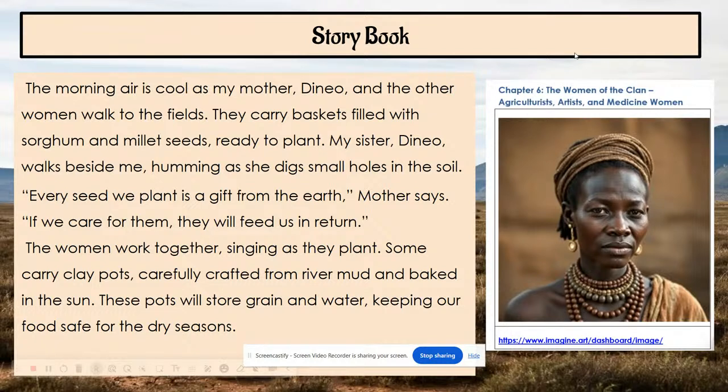The women carry the baskets filled with sorghum and millet, ready to plant. My sister Dino walks beside me, humming as she digs small holes in the soil.